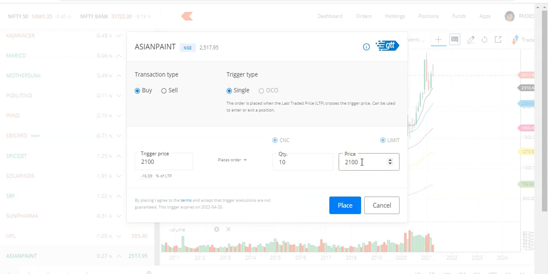Ideally this will work, but to increase the probability of the limit order being executed, I would say you change it to 2105. Give yourself a buffer. Which means when the price falls to 2100 and immediately spikes up, if you put your price as 2100, there are chances you may miss your limit order, it may still be in pending state, and at the end of the day it gets cancelled and you may miss your entry. So it is always better to give yourself a buffer.